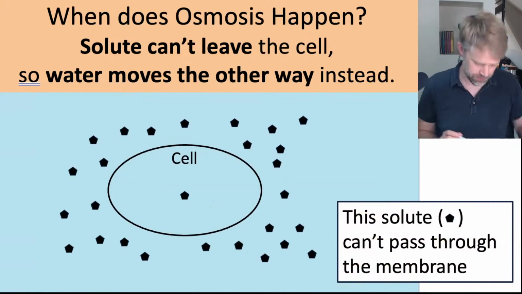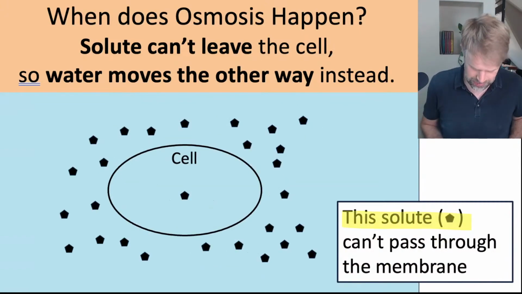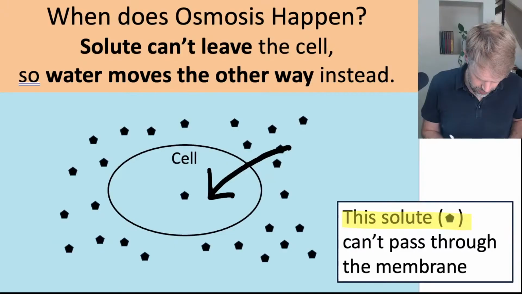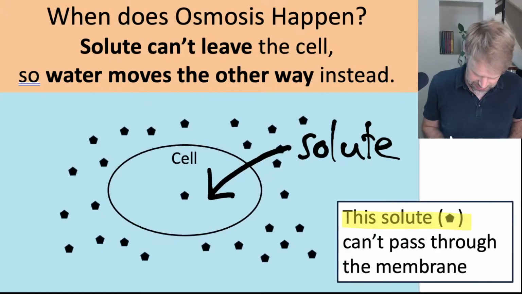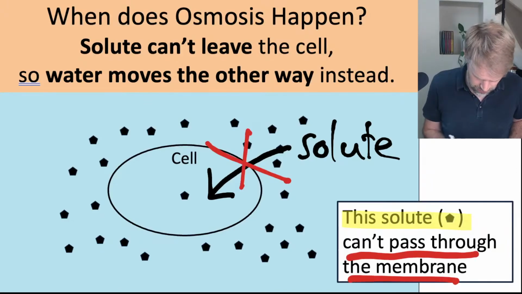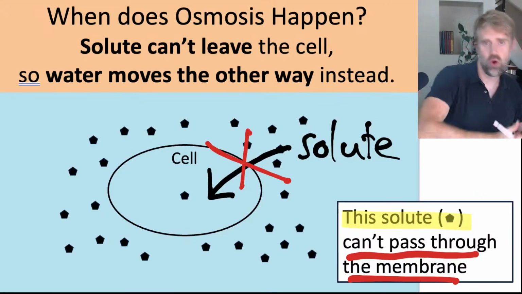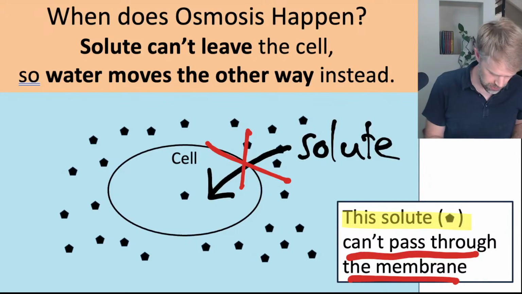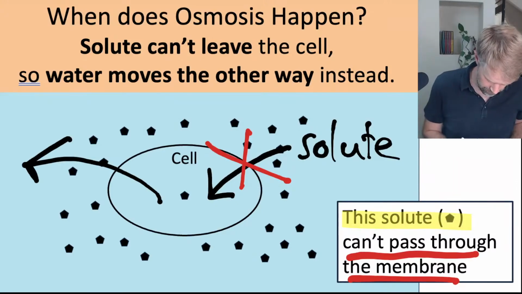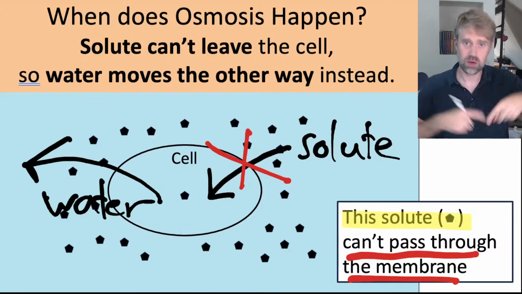Let's look at another example. Okay, this solute, this little pentagon here, can't pass through the membrane. What does it want to do? It wants to, the solute wants to go in. Solute wants to move in from high to low, but it can't pass through the membrane. So for osmosis, the water goes out instead. Solute can't go in. Water can't go out.